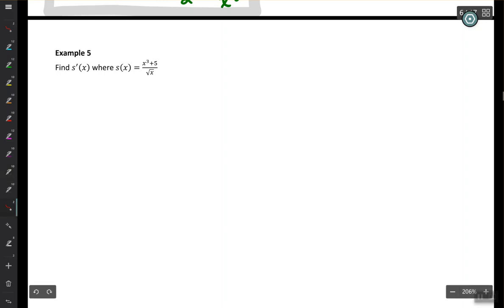Right. So example 5: find s prime, find the derivative where s is (x cubed plus 5) divided by the square root of x. I notice that the way s is put together is we have x cubed, and then we're adding 5, and then we're dividing by the square root of x.